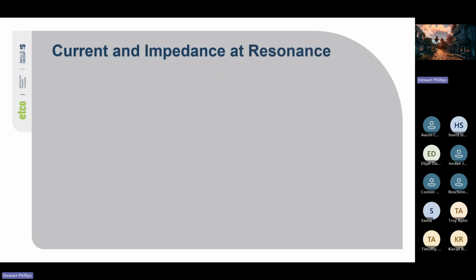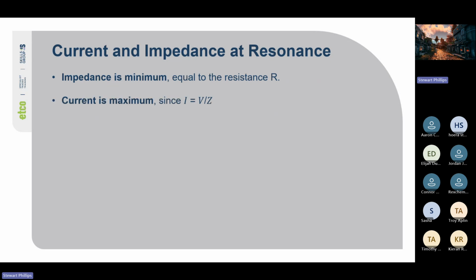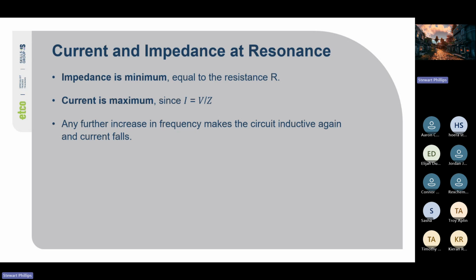Cool. So our current and impedance at resonance. We consider impedance to be at its minimum, equal to the resistance R. Current is maximum, so I equals V divided by Z. If we have a minimum impedance, we have a higher current. Any further increase in frequency makes the circuit inductive again, and current falls. So if we increase the frequency, we get inductive. If we decrease the frequency, we get capacitive. But usually we increase the frequency.